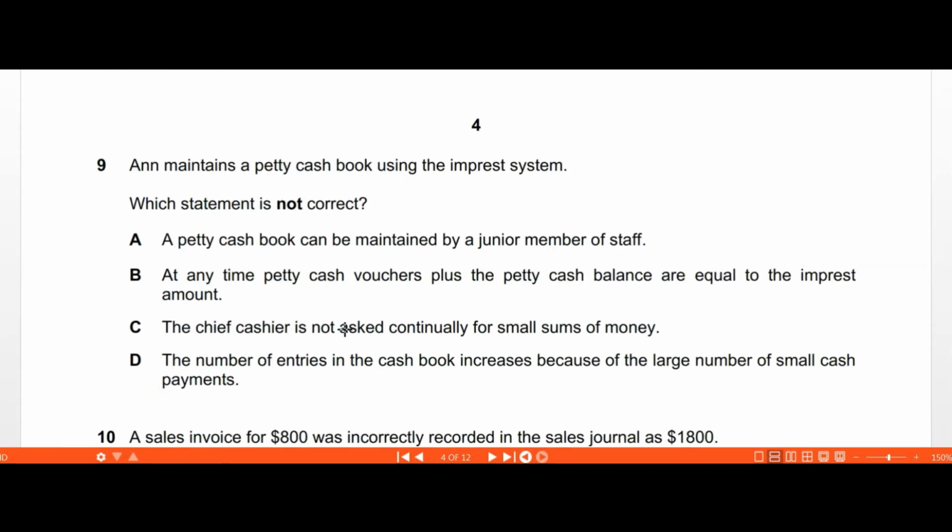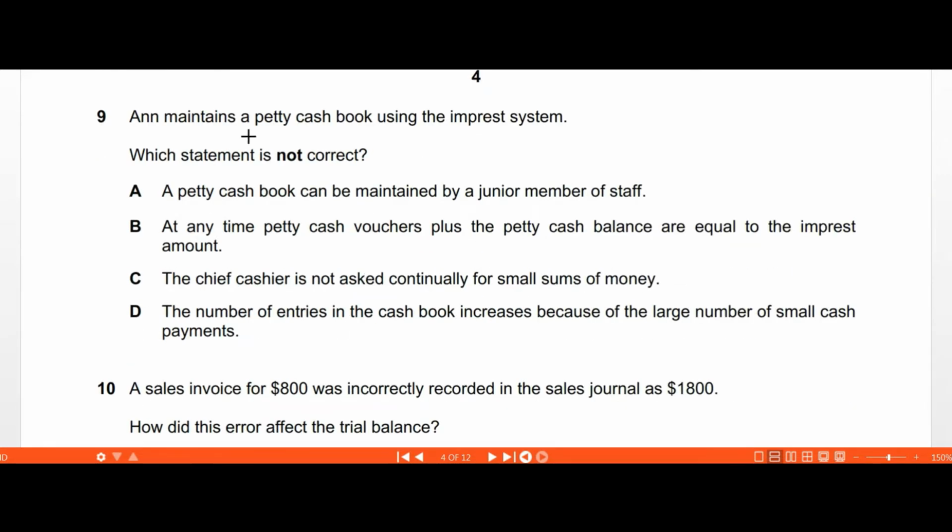Moving on to question number 9. A business maintains a petty cash book using the imprest system. So we know that the imprest system petty cash book is the one where we are recording the values. Which statement is not correct? A, a petty cash book can be maintained by a junior member of staff. Well, this is true. These are usually done by junior members.